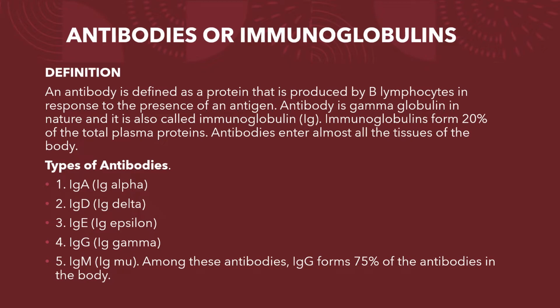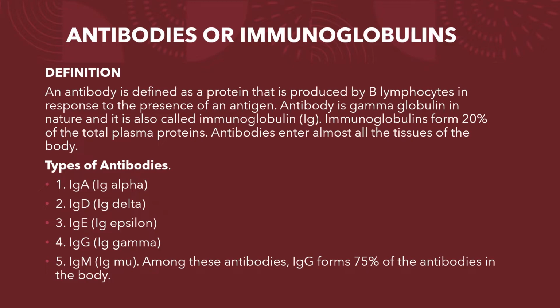After discussing the antigens and pathogen, we should now know about the term antibodies. What are antibodies? An antibody is defined as a protein that is produced by B lymphocytes in response to the presence of an antigen. Antibody is gamma globulin in nature and it is also called immunoglobulin. Immunoglobulins form 20% of the total plasma proteins. Antibodies enter almost all the tissues of the body.